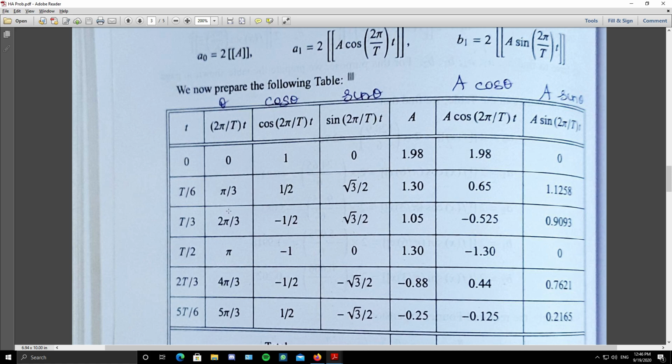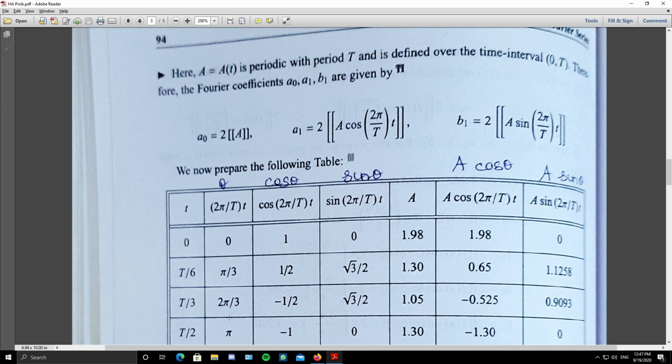So in all the terms, capital T gets cancelled, and you can observe that small t values are equally spaced. What is the step size? T by 6 is the difference. T by 6 minus 0 is T by 6. T by 6 plus T by 6 is T by 3. T by 3 plus T by 6 is T by 2. And you see theta values are also equally spaced. What is the step size? Pi by 3. 0 plus pi by 3, pi by 3. Pi by 3 plus pi by 3, 2 pi by 3. 2 pi by 3 plus pi by 3, pi. Pi plus pi by 3, 4 pi by 3. 4 pi by 3 plus pi by 3, 5 pi by 3.